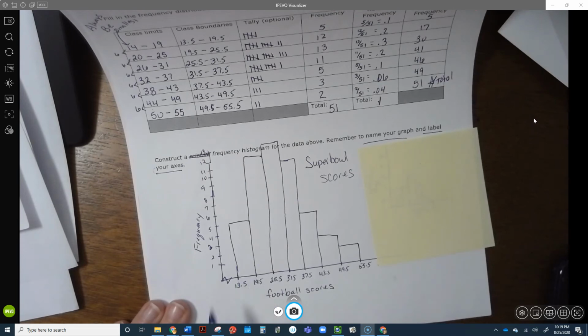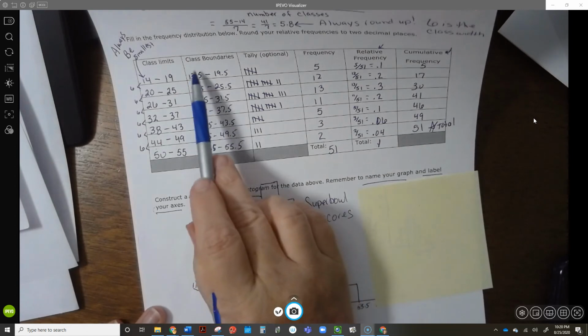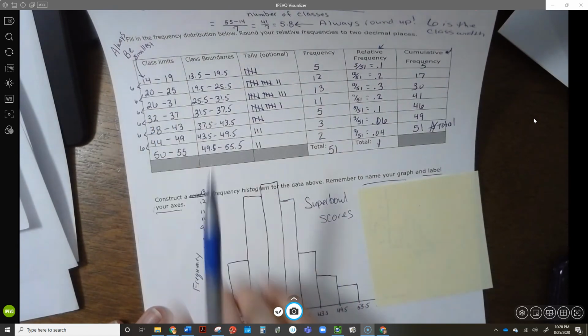So I know right here there were 5 Super Bowls that had scores between, we'd say, 14 and 19. Now, don't forget, you could also label this with the midpoint. I would add those 2 numbers together and divide by 2, and that would give me the midpoint. So you could take these boundaries off and label it with the midpoint. They could ask for another column up here to see what the midpoint was. It's going to be the same midpoint. So add 14 and 19 together and divide by 2. It's going to be like 16.5, I think, is the midpoint.